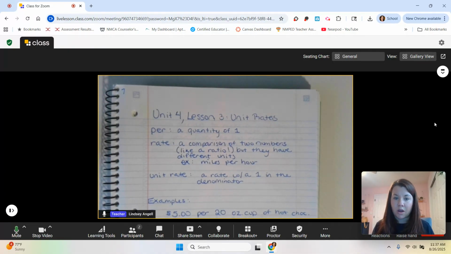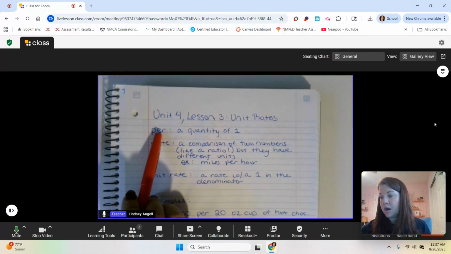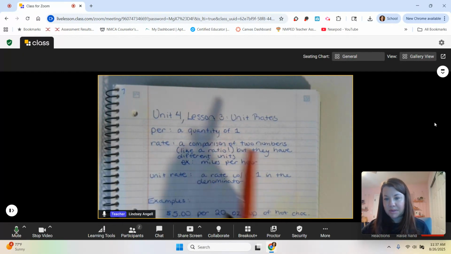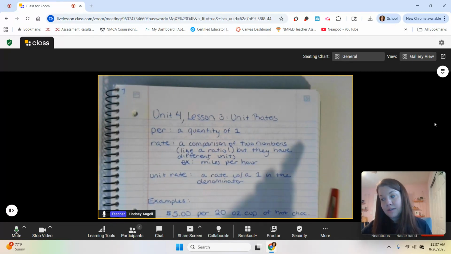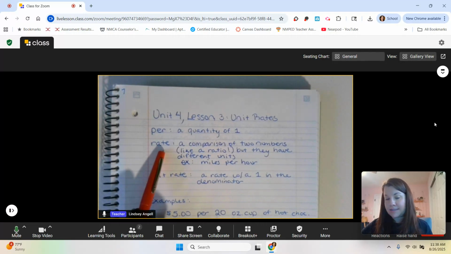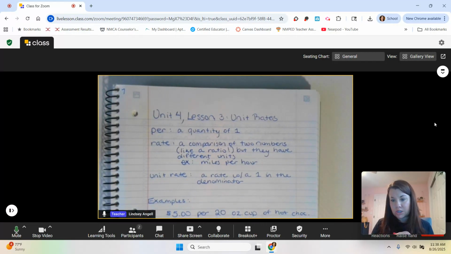So first off, there are a few terms that we need to understand. The word per means a quantity of one, okay? Sometimes it also means multiplication, all right? So it's a pretty important word when it comes to math. We also have rates. So we had an introduction to rates in the last lesson, also known as ratios, right?